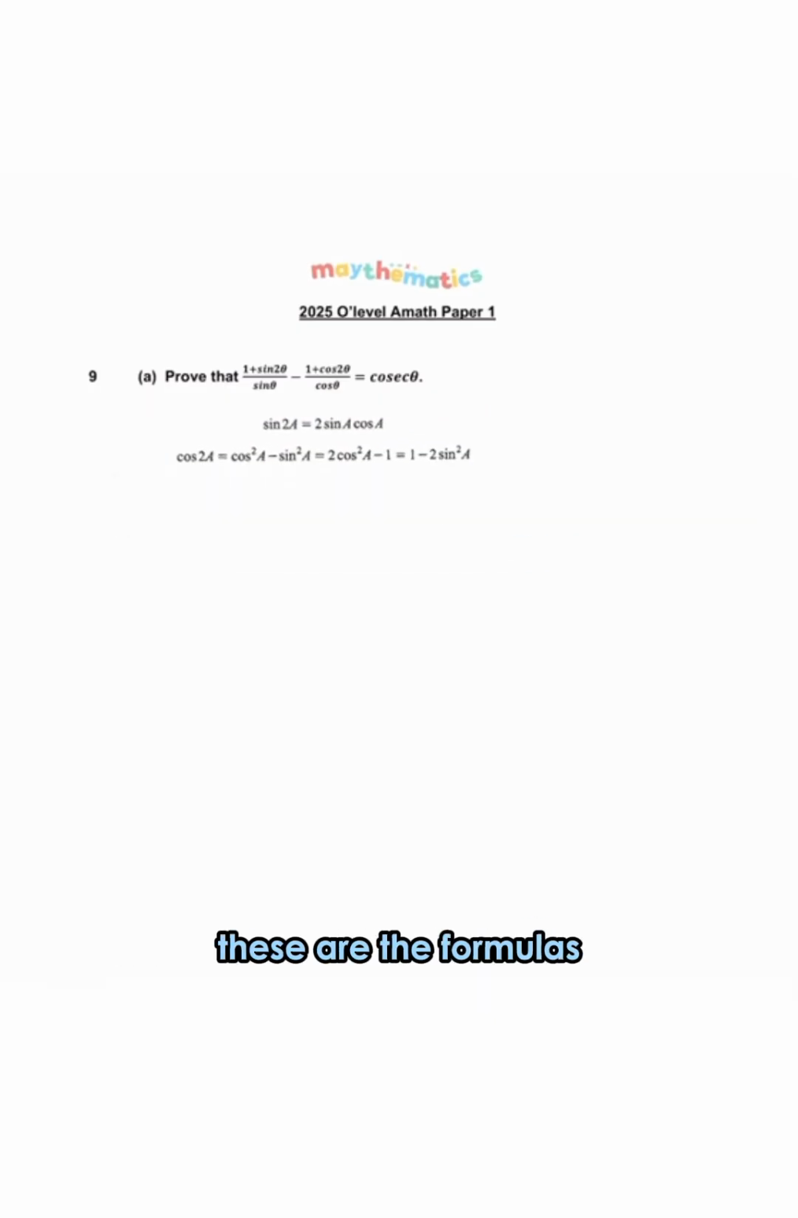Prove that (1 plus sine 2 theta) over sine theta minus (1 plus cosine 2 theta) over cosine theta is equal to cosecant theta. So first, seeing that I have double angles in trigo, we can make use of some formulas to change the look of it. So these are the formulas that are given to you in your formula sheet.